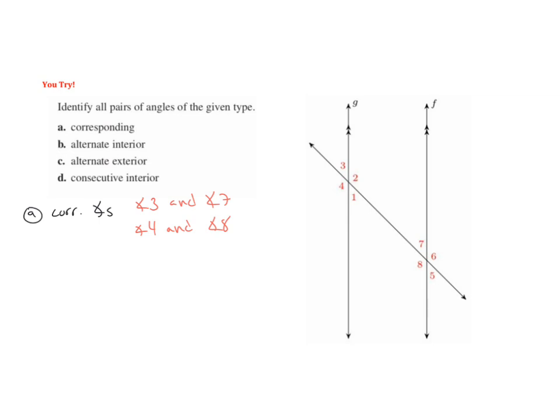If you'd like, see if you could figure out the other 2 pairs of corresponding angles. All right, so here are your other 2 pairs of corresponding angles. They would be angle 2 and 6 and angle 1 and 5.